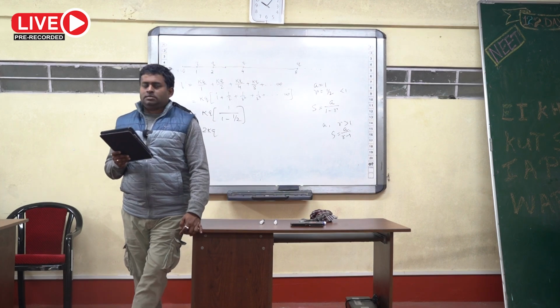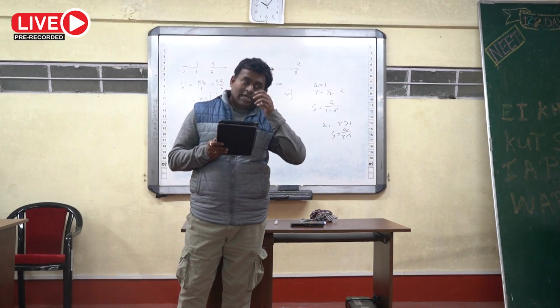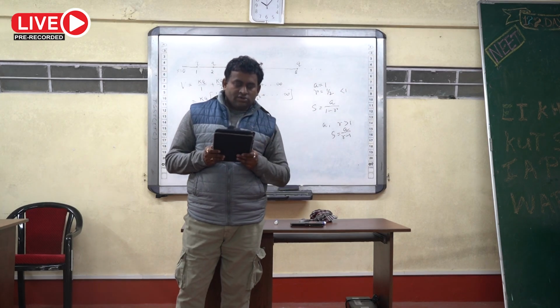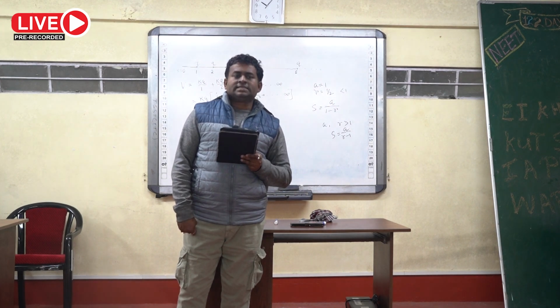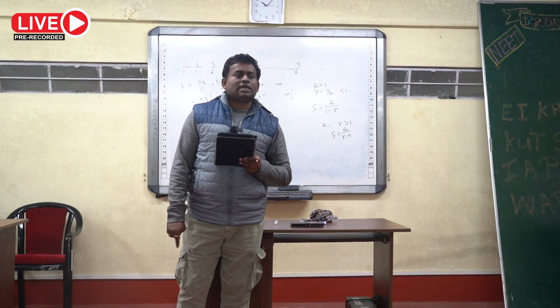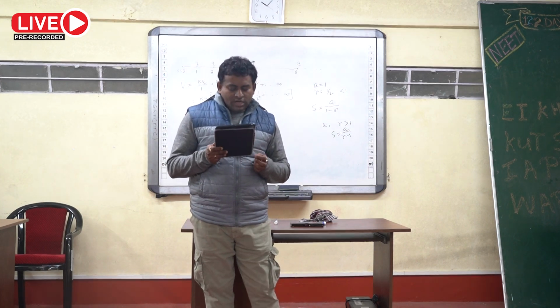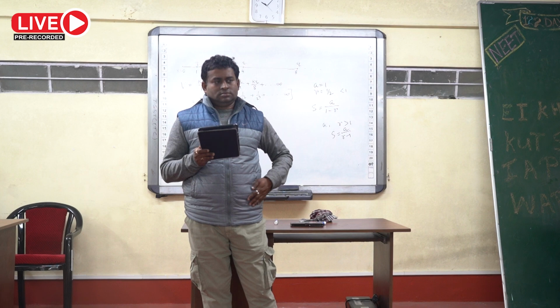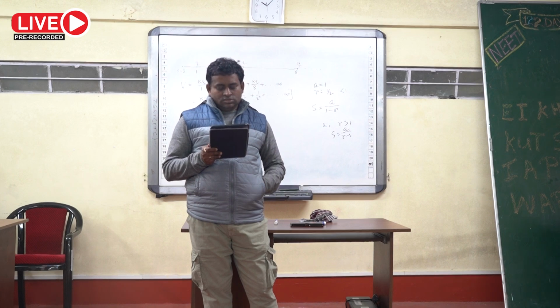Option A, minus 3a epsilon naught r. Option B, minus 6a epsilon naught. Option C, 3a epsilon naught r. And option D, 0.